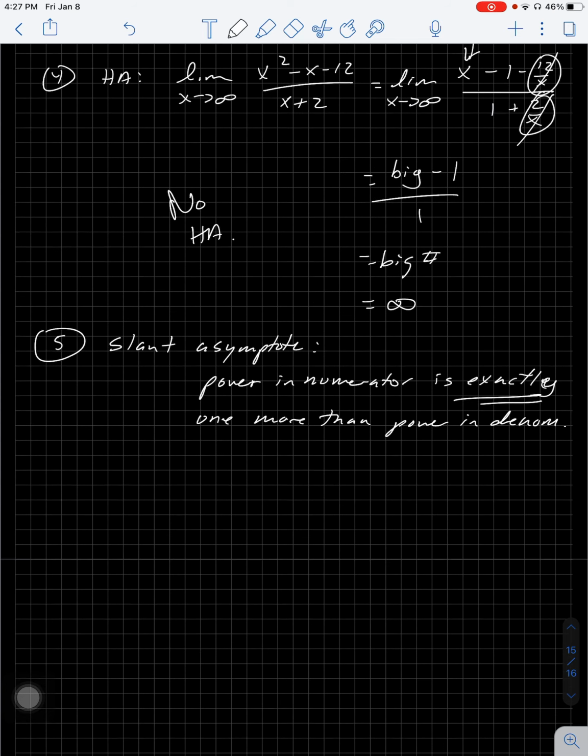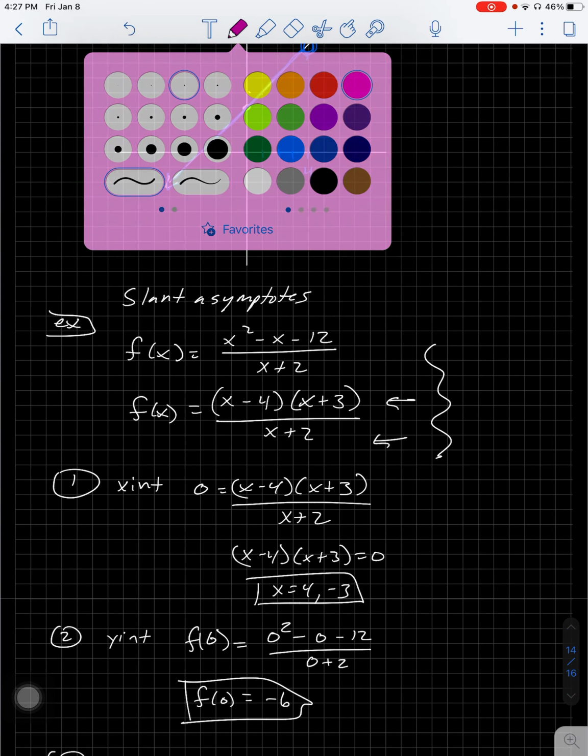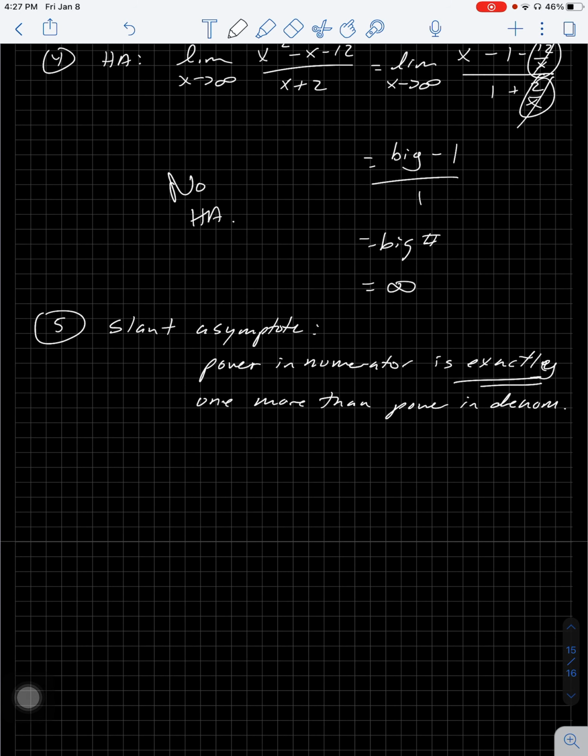So let's look at our original function. The power on top is 2, and the power on the bottom is 1. So this is exactly 1 more than the denominator, and that's what tells me I need to look for a slant asymptote. Okay? How do you find a slant asymptote? I am so glad you asked. You find it by doing, wait for it, long division. Ta-da!